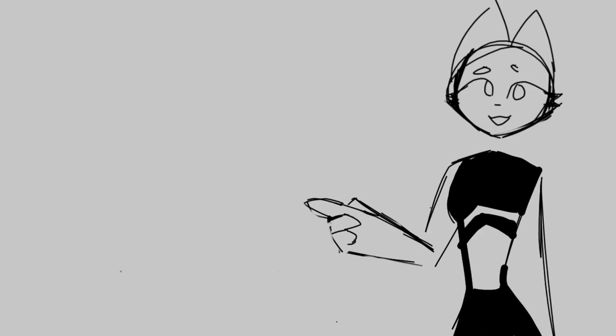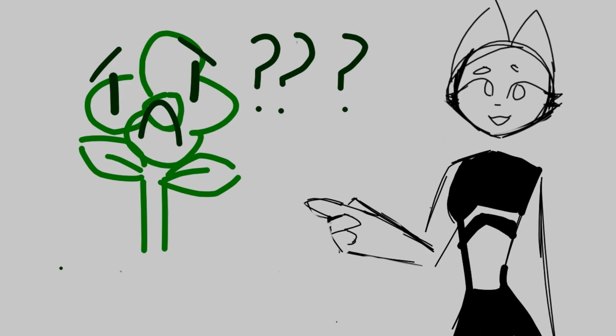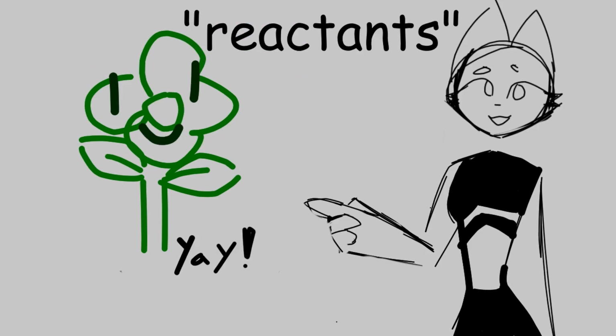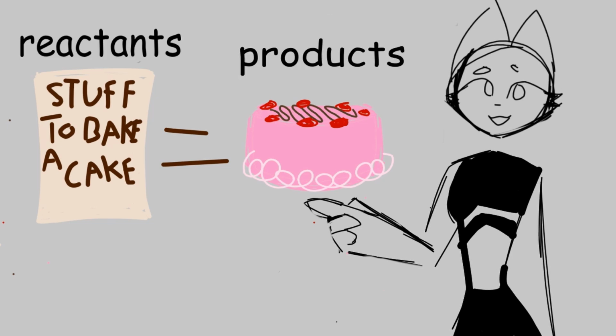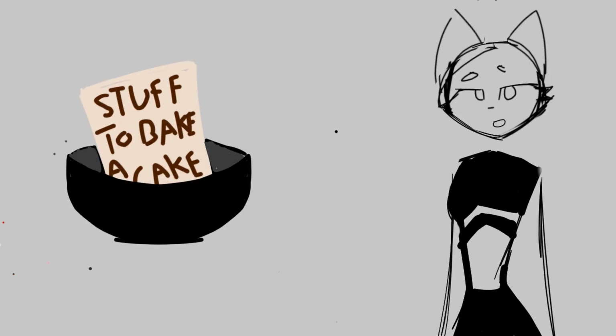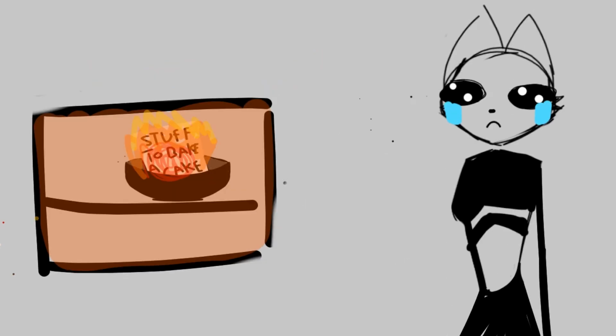So, if you don't know what photosynthesis is, it's the process of how plants make their own food. Like anything, it needs certain things to happen. These things are called reactants. The reactants are like ingredients to a cake. A cake would be the products, or the things made. If you know how a cake works, you'll know that simply mixing ingredients together doesn't work. You have to bake it, right?